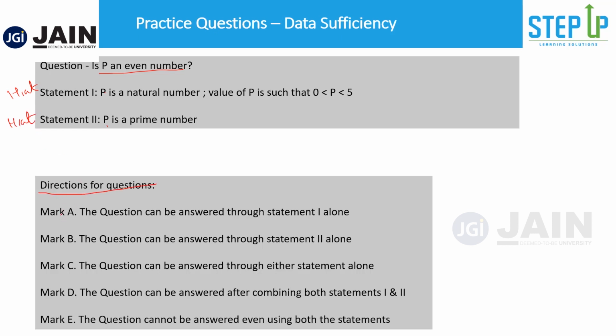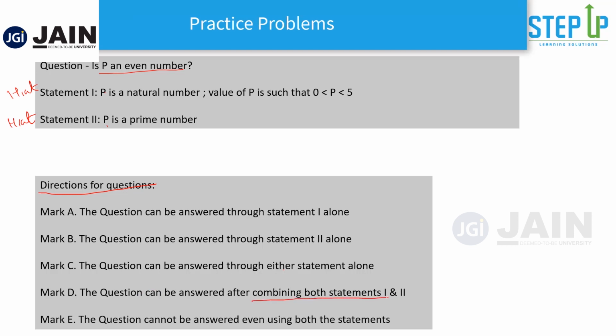The directions for questions are, you have to mark option A if the question can be answered through statement 1 alone. If you can answer whether P is an even number or not through statement 1 alone, you will mark A. You will mark B if the question can be answered through statement 2 alone. If the question can be answered through either statement, that means either 1 or 2, you mark C. Mark D if the question can be answered only by combining both statements 1 and 2. If only after joining the two statements, the information in statement 1 plus statement 2, you can answer, then you can mark D. E, if even after combining these two statements, we are not able to tell whether P is an even number or not.